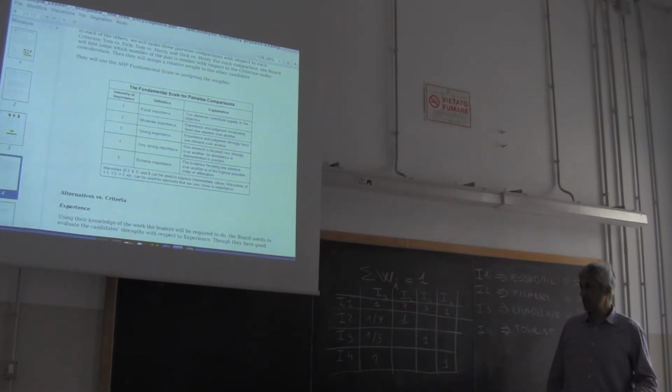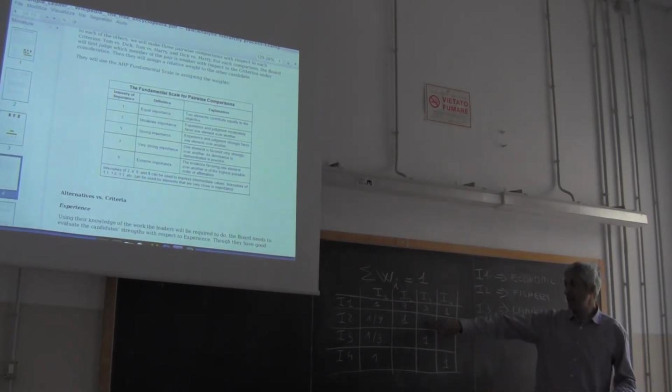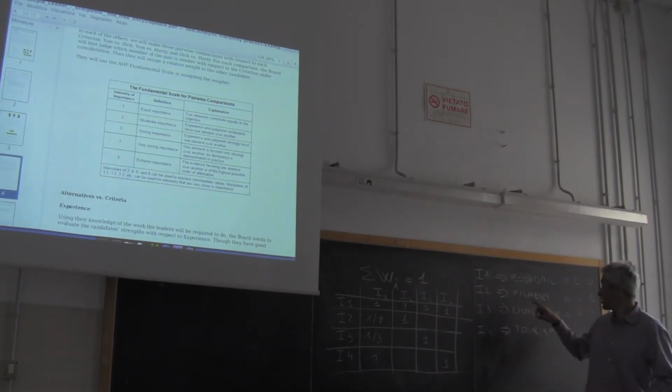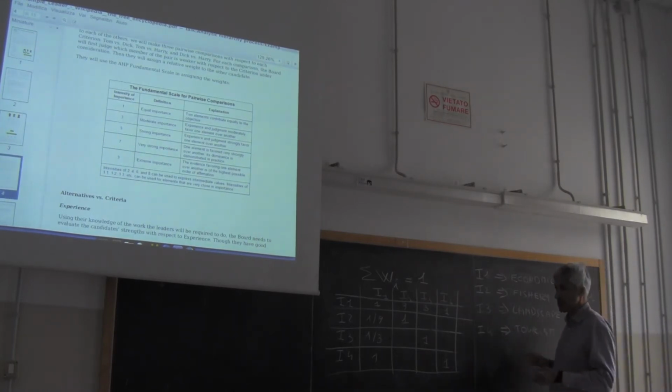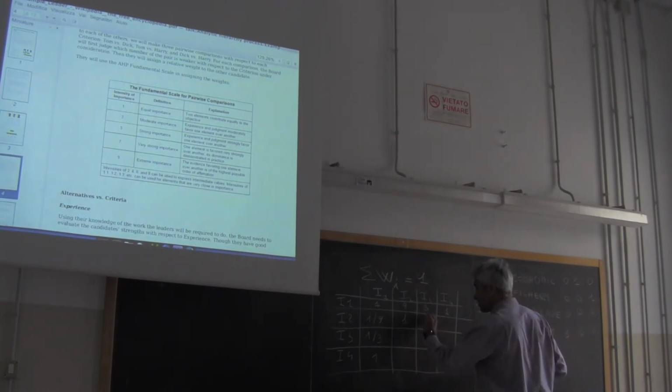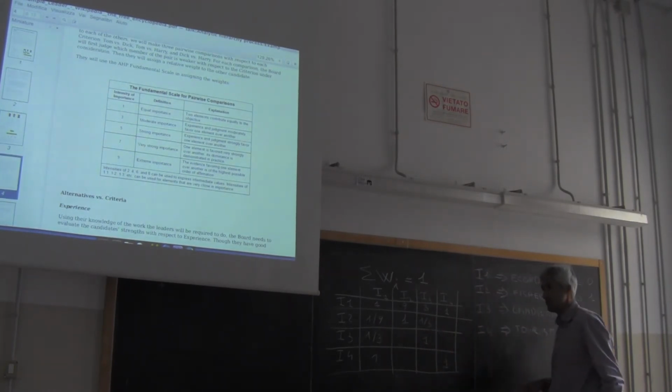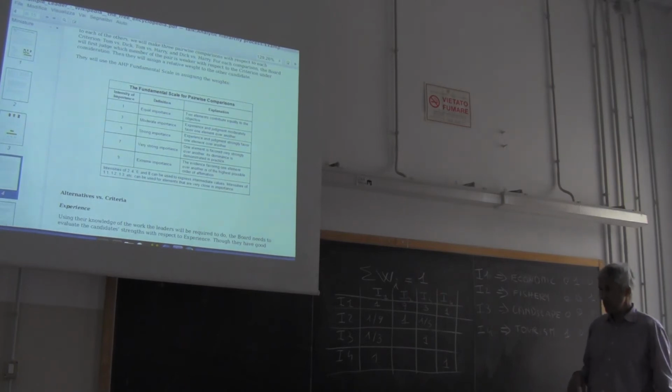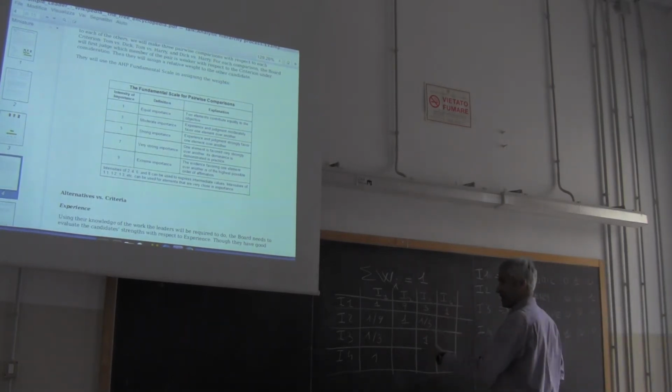Okay, now let's compare I2 with I3. Let's compare fisheries with landscape. Should be less important in order to make the evaluation consistent. How much less important, I don't know, but let's say 1 divided by 5. Which means that here I have to put 5.